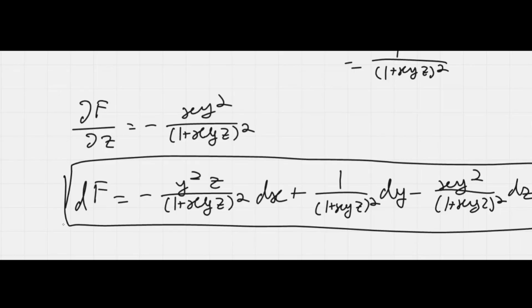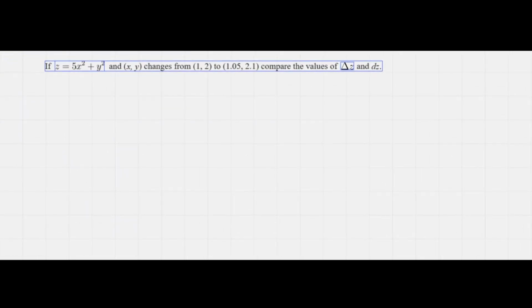Let us look at another example of total differentiation. Alright, we're asked if z is equal to 5x squared plus y squared and (x, y) changes from (1, 2) to (1.05, 2.1), compare the values of delta z and dz. So first thing we're going to have to do is find dz, aka the total differential.